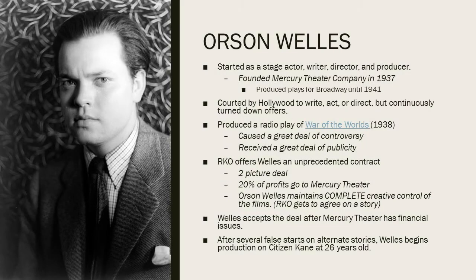All right, so this is Orson Welles. He is the director and star of Citizen Kane, and he started as a stage actor, writer, director, and producer. So he started in theater, and he even had his own theater company called the Mercury Theater Company that he founded in 1937. This theater company would produce plays for Broadway, and he would do some innovative things like he would produce Macbeth, that's a Shakespearean play, using all African-American actors. So, things that you didn't see too terribly often in the 1930s and early 1940s.